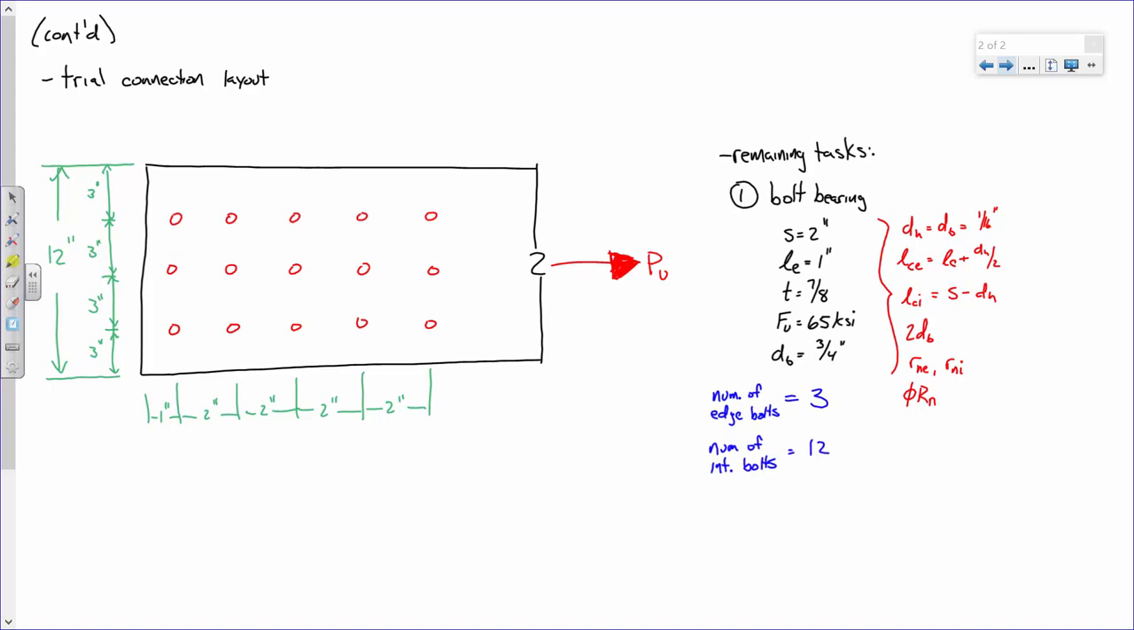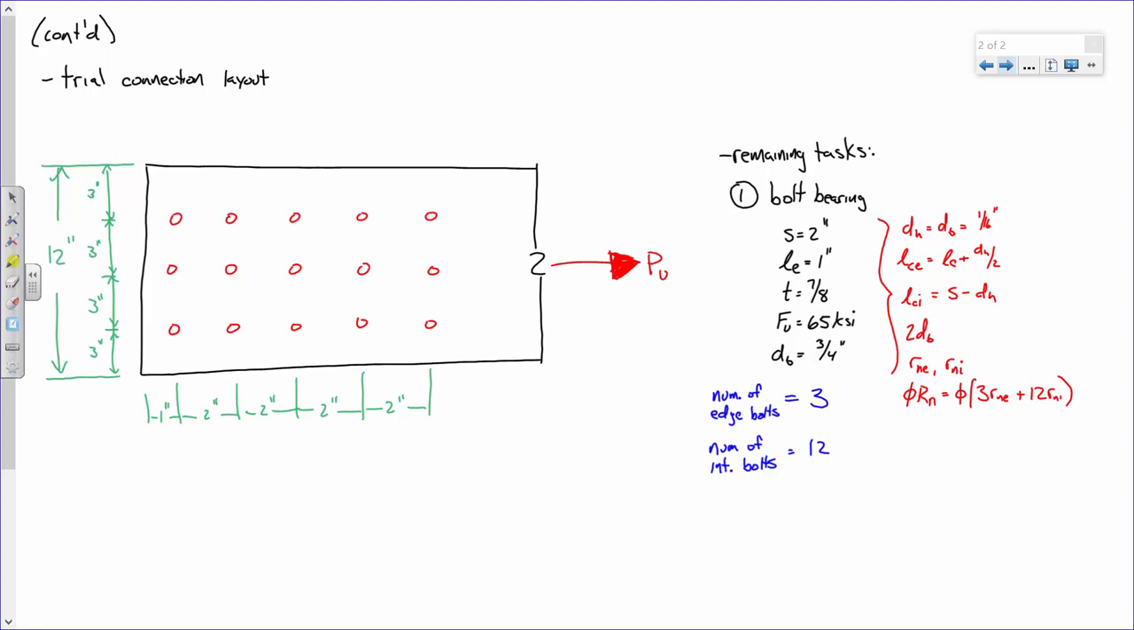So if you wanted to compute VRN, how would you do it? Well, you'd take 3 times RNE plus 12 times RNI, multiply the whole thing by V. Alright? I'm not going to go through all this because we did it in the last example, and it is literally just copy-paste, just with different numbers.